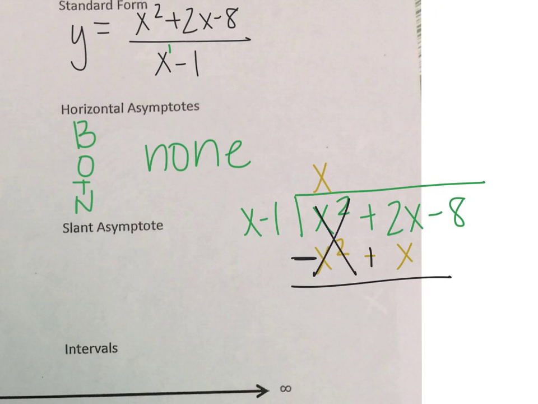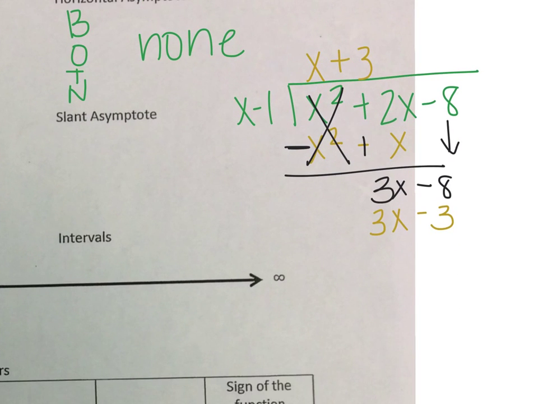Then my x squareds cancel out. 2x plus x is going to be 3x, and then I bring down my minus 8. Next I need to figure out what times x is going to give me 3x. Well, that would be plus 3. And 3 times x is going to be 3x, and 3 times negative 1 is negative 3. Again, I need to switch my signs, so it will become a negative and a positive there. So those 3x's cancel, and negative 8 plus 3 is negative 5.